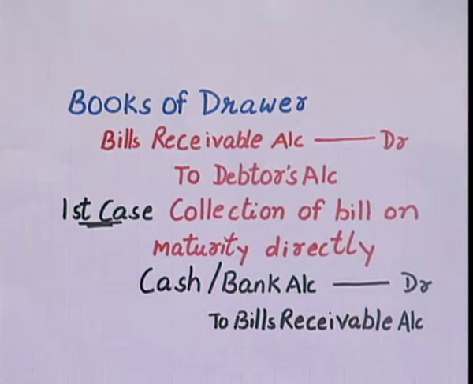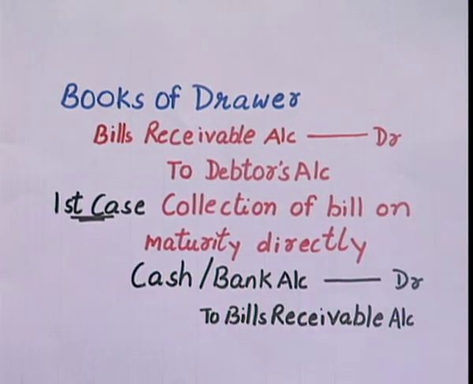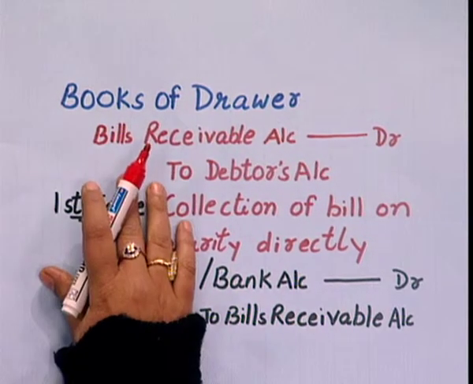Now, a person who draws a bill of exchange, for him that bill is known as bill receivable, while a person who accepts the bill, for him that bill is known as bills payable. Now, let us move to the accounting treatment of the bill. First, let us discuss the entries to be made in the books of drawer. Whenever the bill is drawn and it is accepted, the entry that is passed in the book of drawer is bill receivable account debit to debtors account.